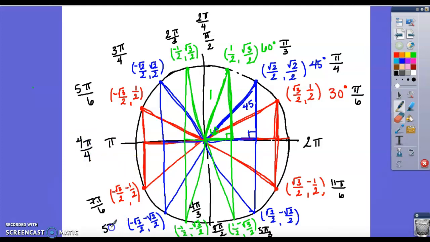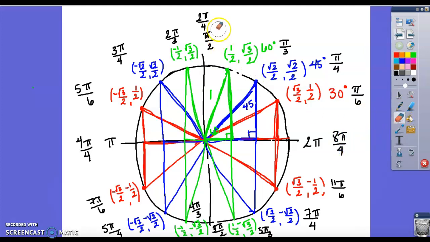Okay, this one is 5 pi over 4. This is 6 pi, whoops, just kidding. This one, and I don't have room to write it, this is 6 pi over 4. This is 7 pi over 4, and this is 8 pi over 4.